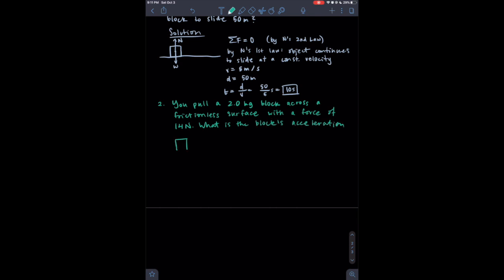And like before, we can start by drawing the free body diagram. And the weight and the normal force cancel out. But now we also have an extra force pulling the block forward. So using F equals ma, we have 14 newtons is equal to 2 kilograms times acceleration. So a is equal to 7 meters per second squared.